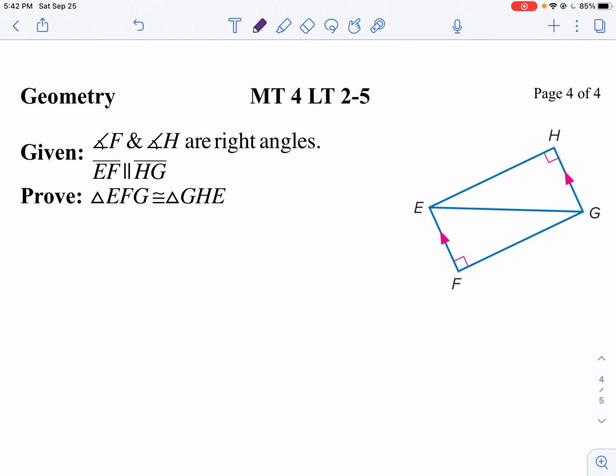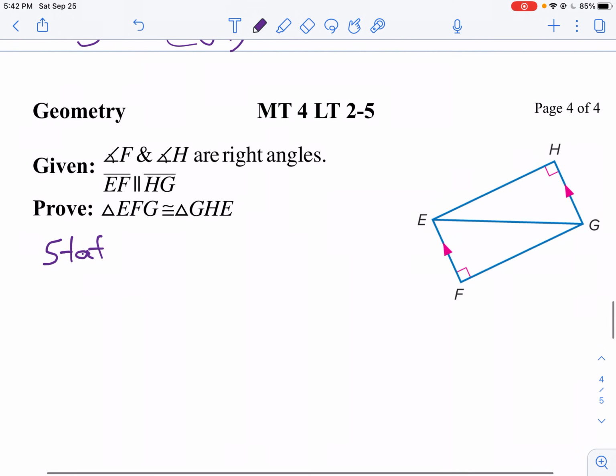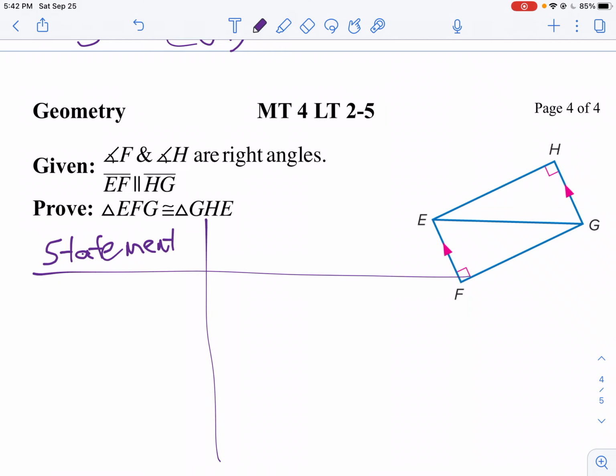Let's take a look at another proof here, proving triangles congruent. So we're just going to use some different reasons and statements as we go through these. And just like before, I like to start with my givens.